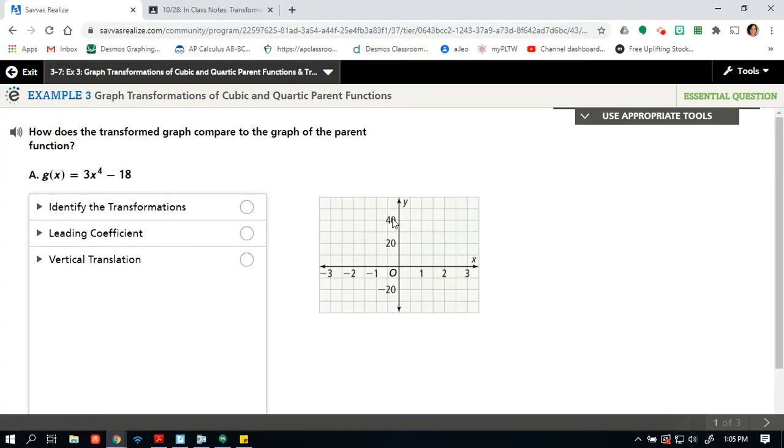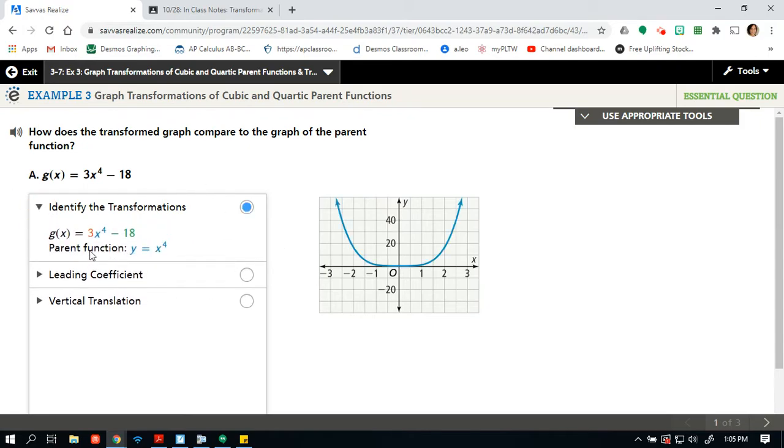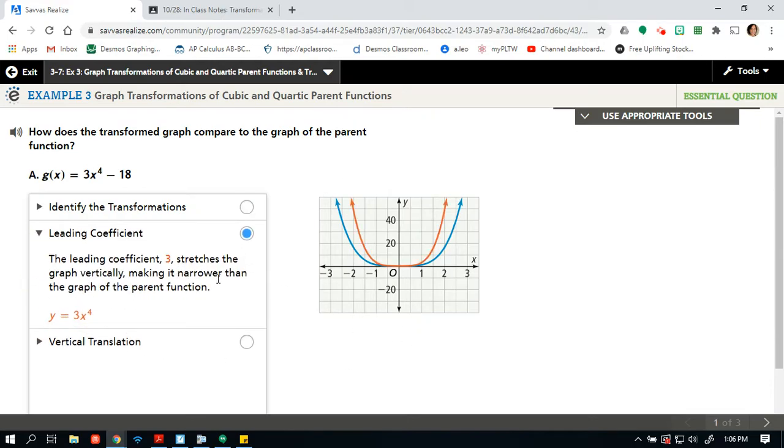So let's look at the graph. I'm going to assume that Savis has the graph. So identify the transformations. Here's our parent function. We identified our transformations as 3 and negative 18. The leading coefficient 3 stretches the graph vertically. So again, we're stretching that and making it narrower. It's like a rubber band.